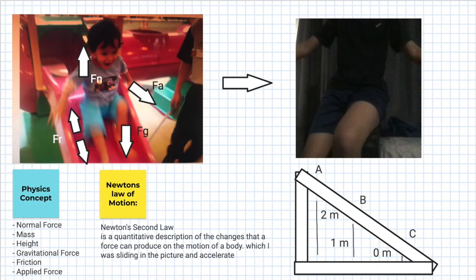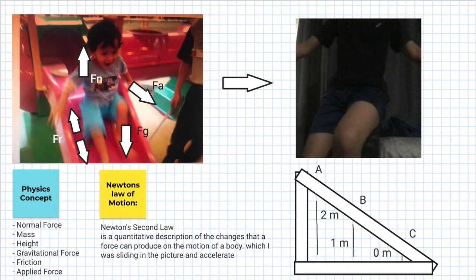Moving on to the next photos. In these photos there is me sliding on a slide, and there are 6 physics concepts. The first one is normal force, the second one is mass, the third one is height, the fourth one is gravitational force, the fifth one is friction, and the last one is applied force.